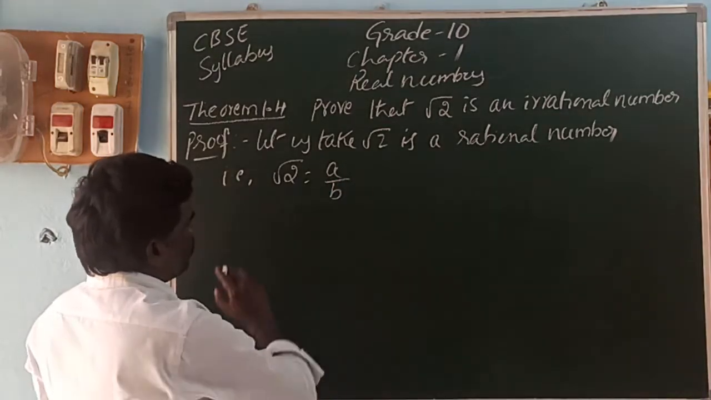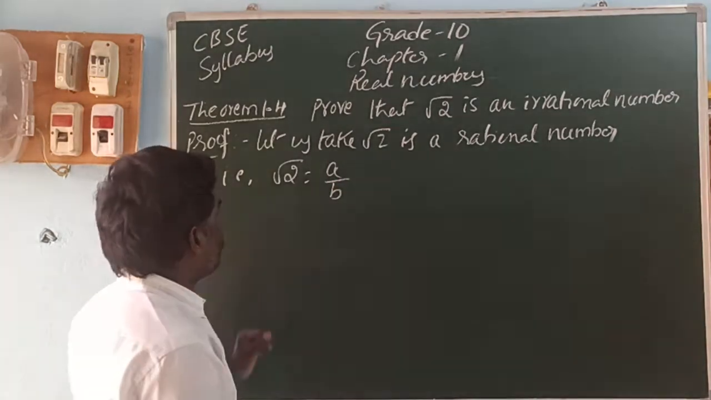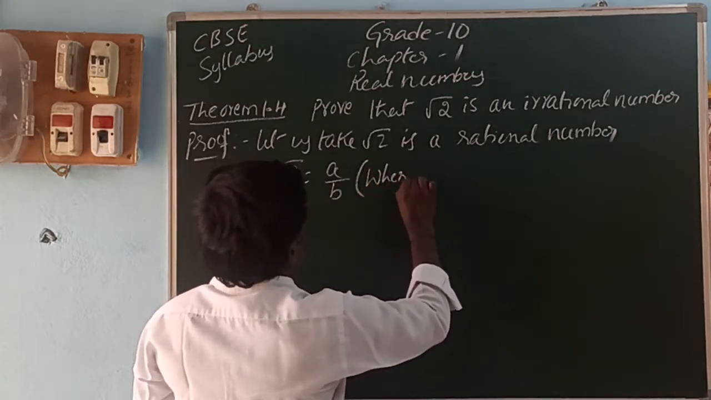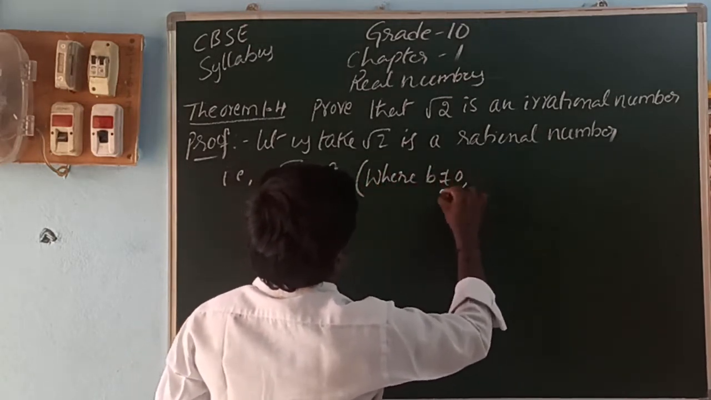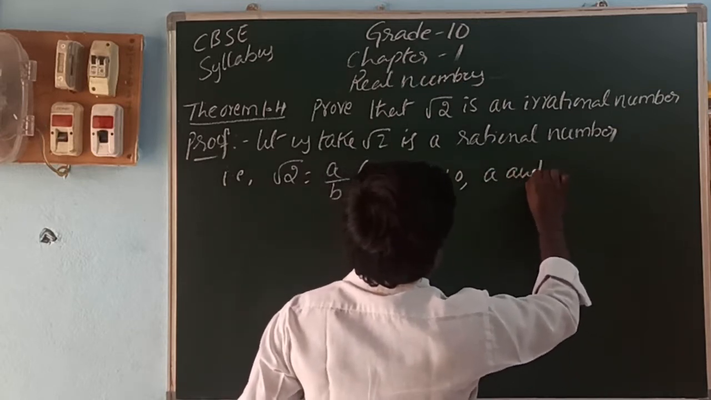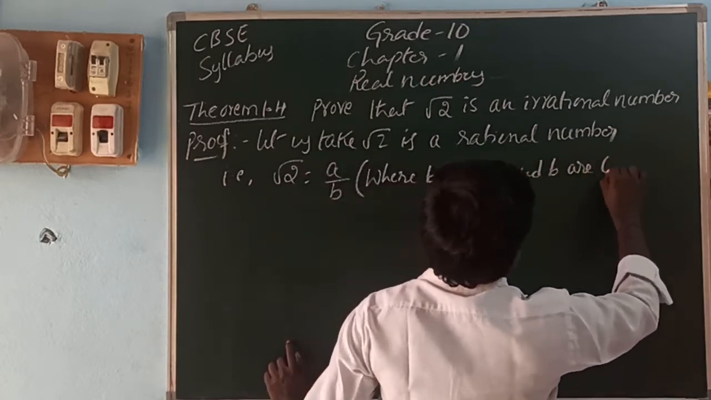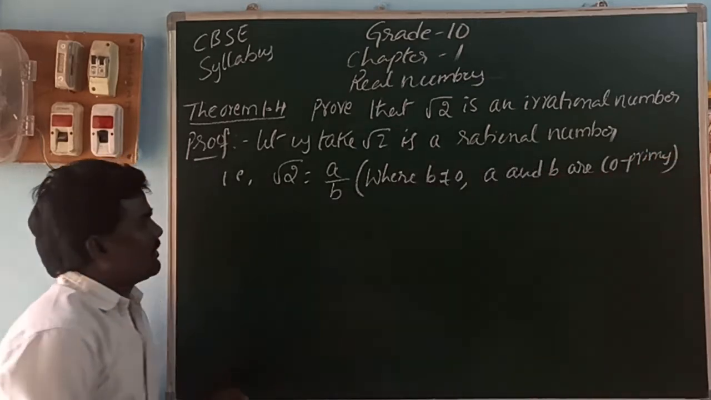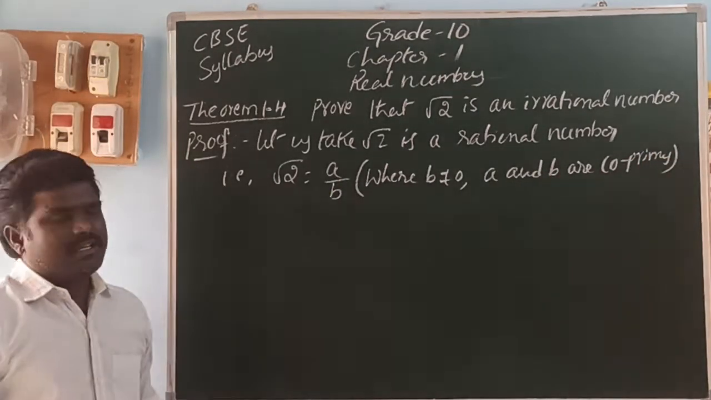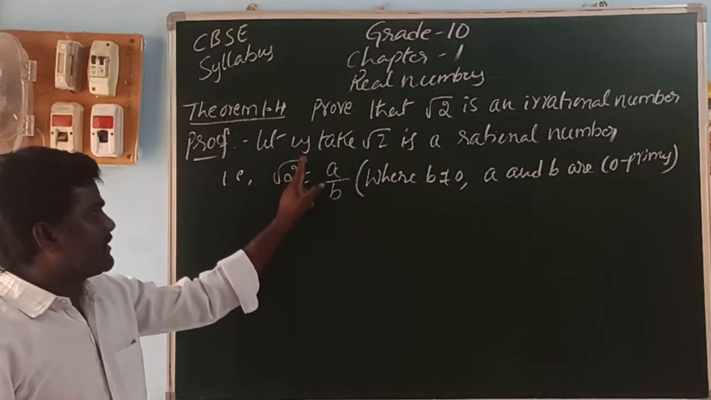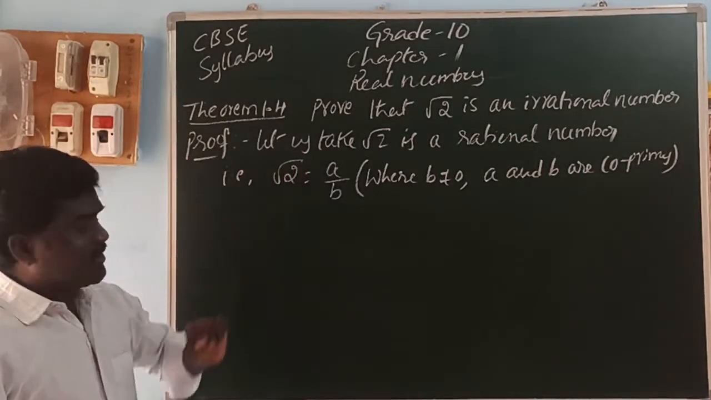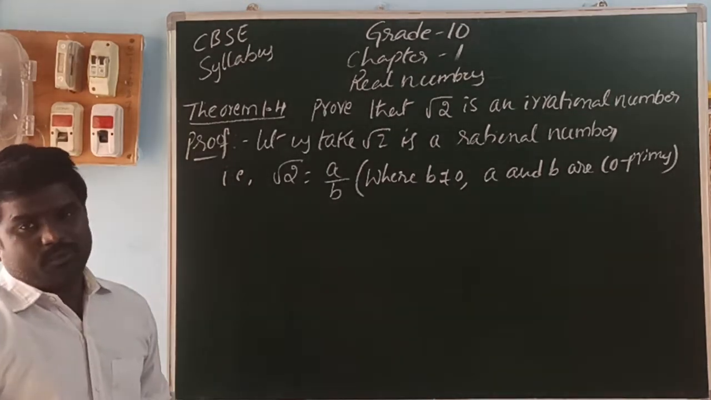So here root 2 is a rational number. That is, root 2 is equal to a by b, where b is not equal to 0, and a and b are co-primes. So here root 2 is equal to a by b. In the LHS there is a square root, so we can remove the square root. How can we do that? By using square on both sides.